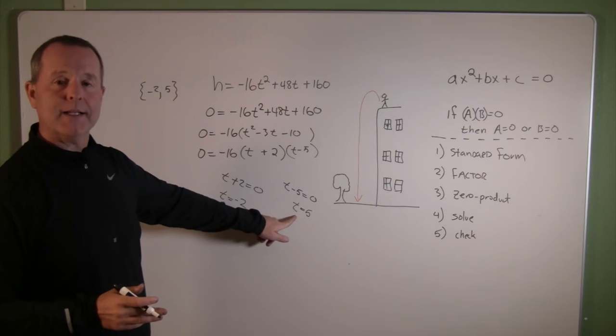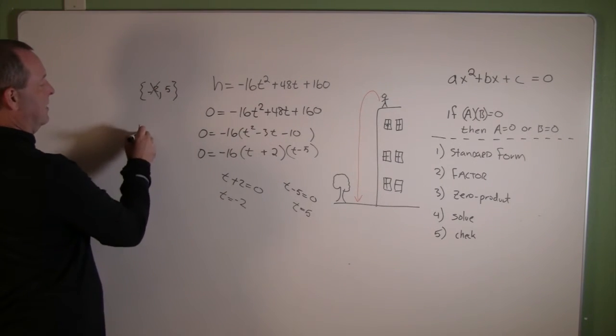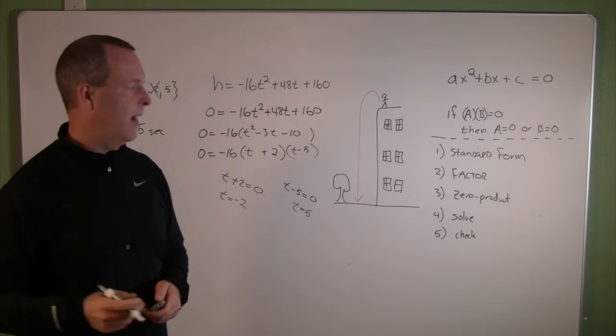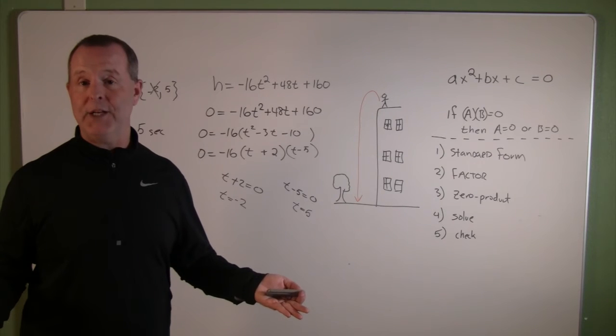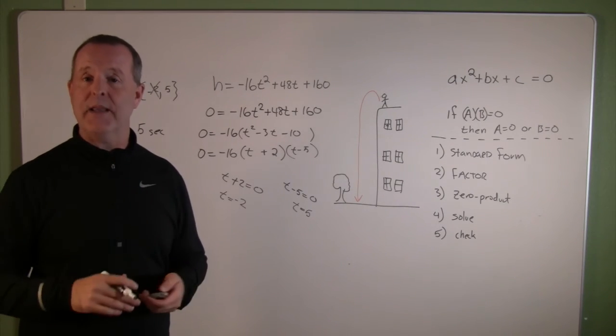And so we're only going to accept our positive result, which tells me then that the solution is 5 seconds, where the units were in time. So that's one application problem of why we do this process, and how we can start to solve it.